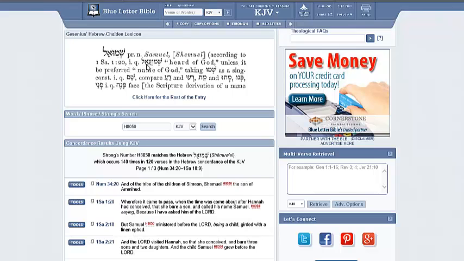Now, the word Shem in the Hebrew is name, but in this case, it's not talking about a name. So it says Shem wa Allah, heard of the Most High, unless be preferred name of the Most High. We know that Samuel does not literally mean name of the Most High. So his name properly is Shem wa Allah, meaning heard, or actually hearing of the power. How so?